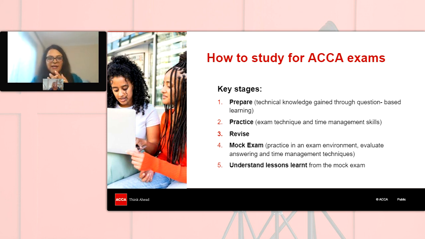So just to summarize, prepare the technical knowledge, apply it through your practice questions, preferably on the practice platform, because that's where you can do live practice using the exam techniques, revise everything that you've done, and then take the mock exam, and then see if you need to take more exams just to make sure you're ready for your final one. And I think that's pretty much it from my end. So, yeah.